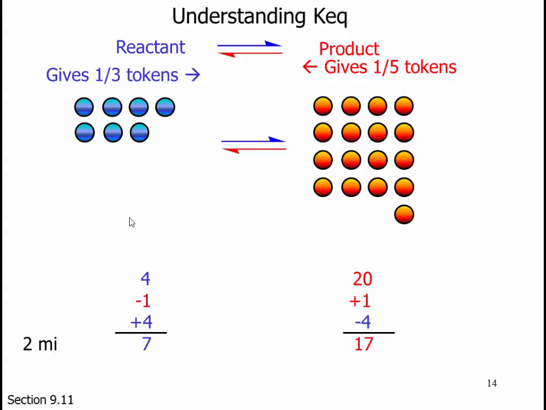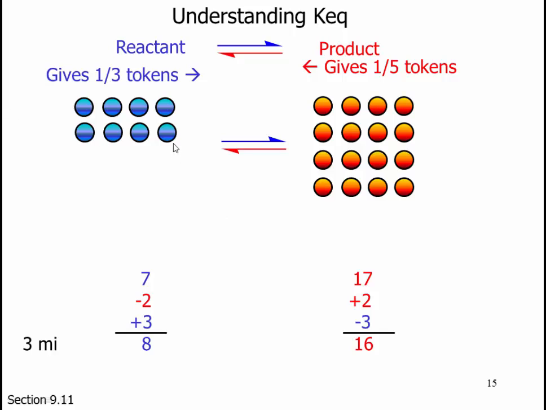Now for minute 3. 1/3 of 7 is 2. 1/5 of 17 is going to be 3. 2 forward, 3 reverse. Now we are at 8 and 16. Okay, minute 4.